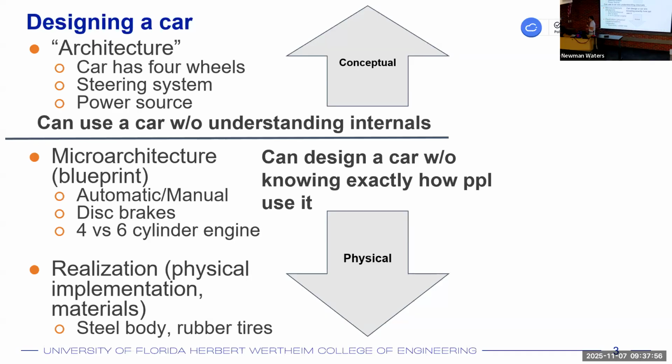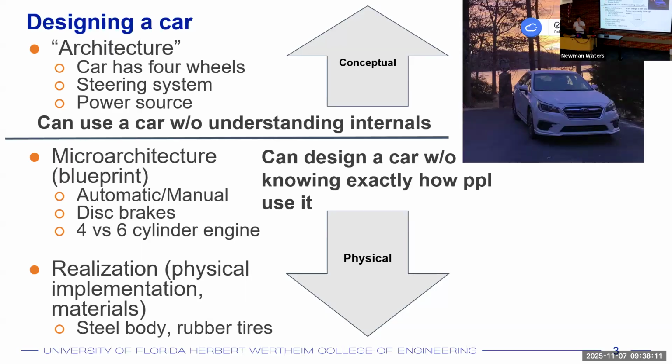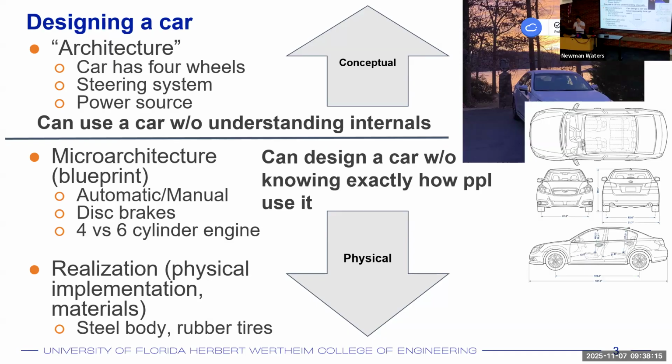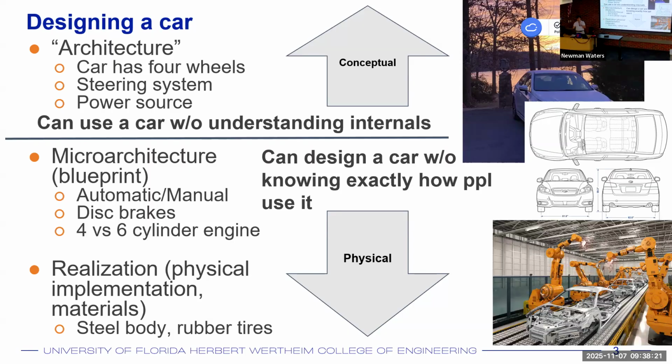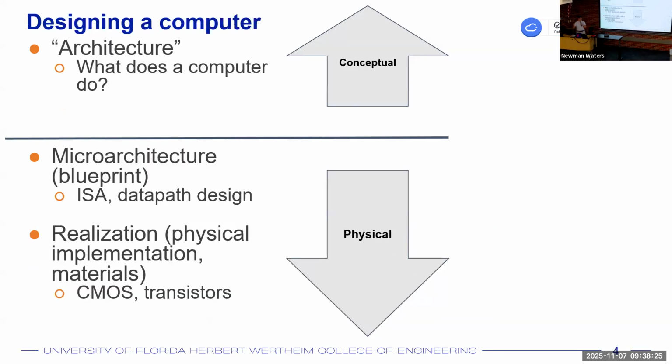All right, but we want to be able to design something that ties together and tries to connect these two problems: the fact that you can use a car without understanding the internals, and you can design one without knowing exactly how people will use it. So again, architecture. There's a car, just a picture I found on my phone of my car. Blueprint, that's the microarchitecture, and then the realization is actually building it. So understanding this, let's design a computer.